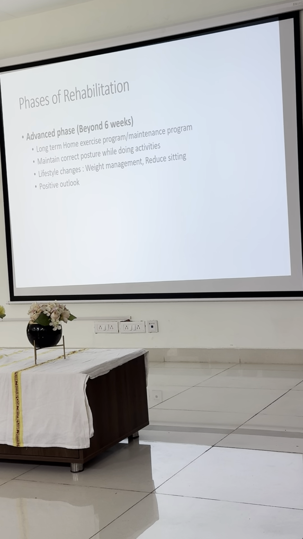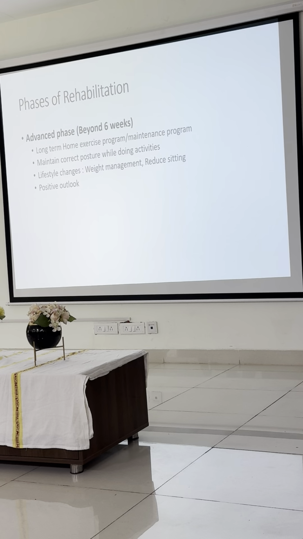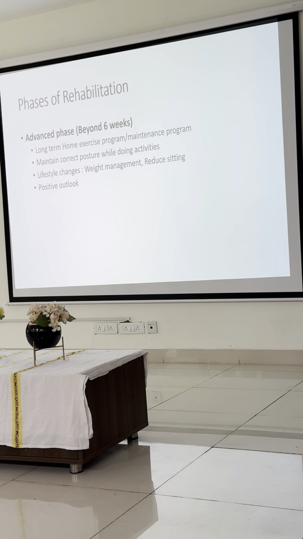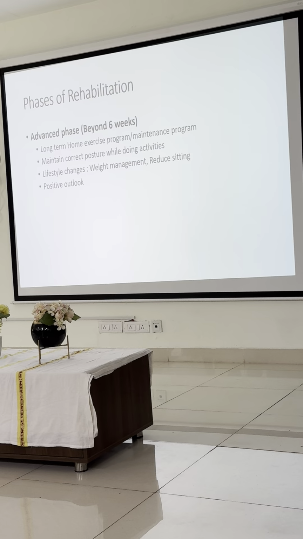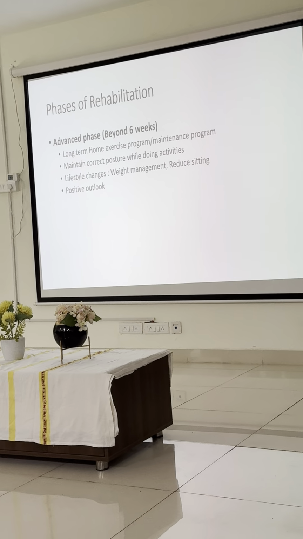Return to work. Advanced phase: if we see beyond 6 weeks, a long-term home exercise program and maintenance program have to be given to the patient. Maintain correct posture while doing activities. Lifestyle changes like weight management and reducing sitting. The sitting should not be more than half an hour continuously. He or she should get up from the sitting position after every hour. And a positive outlook to life. Those patients who have a positive outlook to life perform better. They have fewer recurrences of pain.